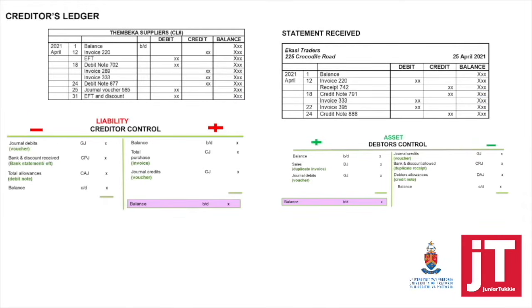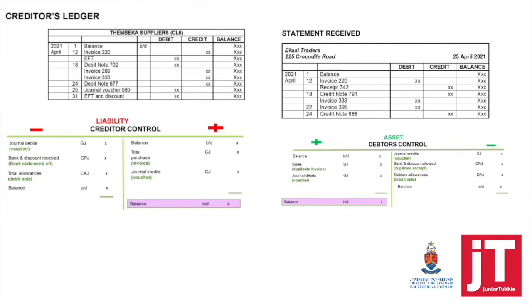So what is important to understand? The statement that we received from the supplier is from their perspective, we are a debtor. So when we compare the statement received, we need to compare the debit side with the creditor's ledger credit side. If we look at the statement received, we will compare all the transactions on the credit side with the debit side in the creditor's ledger. And again, why? Because from their perspective, we are a debtor. So it's basically the opposite.